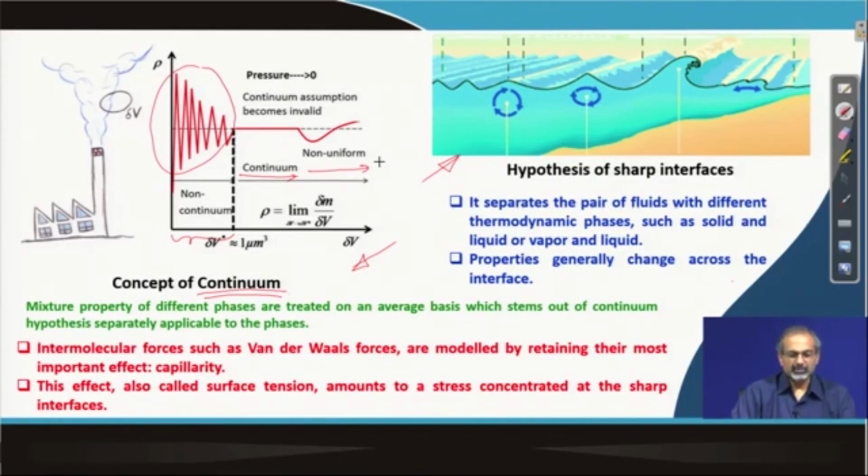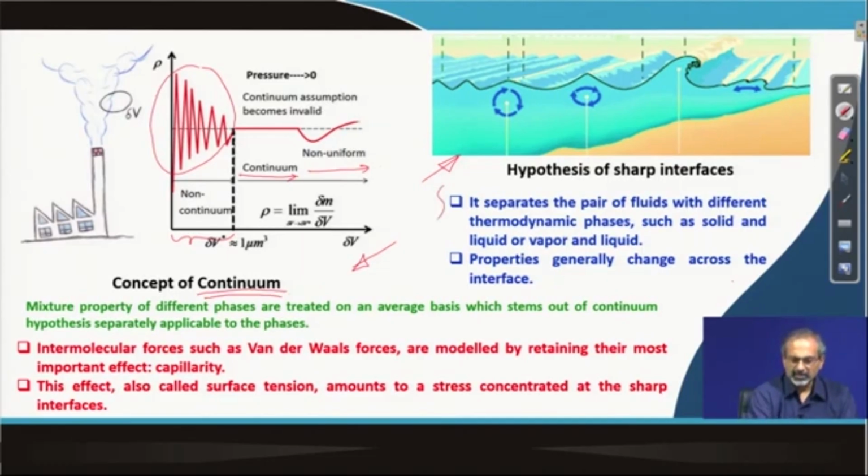As far as intermolecular forces are concerned, forces such as van der Waals forces are modeled by retaining their most important effect, that is capillarity. This effect, which is also called surface tension, amounts to a concentration of stress at these sharp interfaces, and there are different means by which it could be implemented. Either it could be implemented in the form of jumps in the stresses, or it can be approximated as a continuous variation over a small length scale, and that would define how you change over from the stress distribution of one phase to the other.